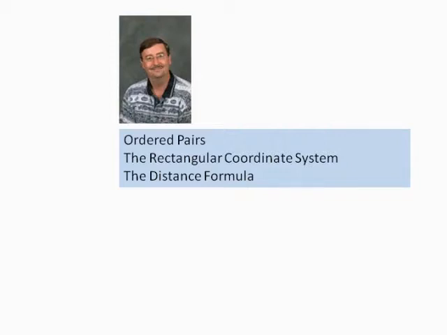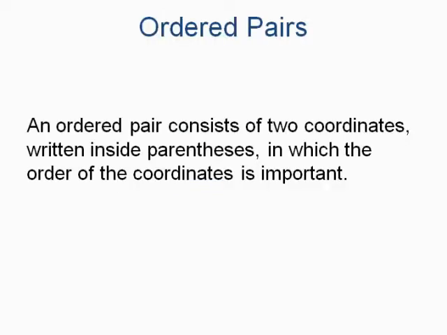And in this episode, we're going to work on what's called the rectangular coordinate system. And we're going to use a formula in that system called the distance formula. So the rectangular coordinate system was created in the late 17th century, early 18th century by the Frenchman René Descartes.